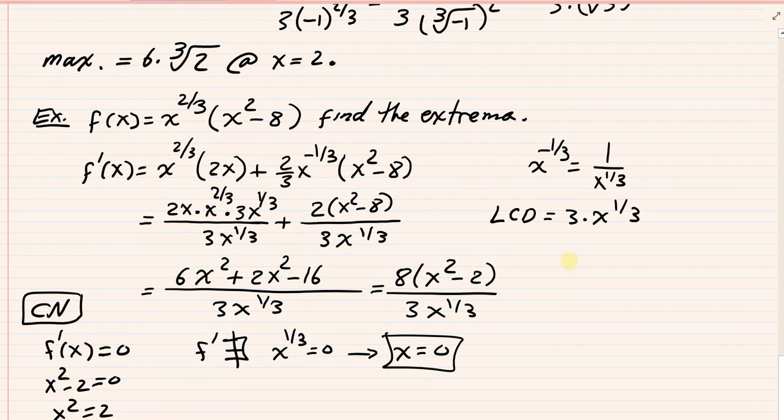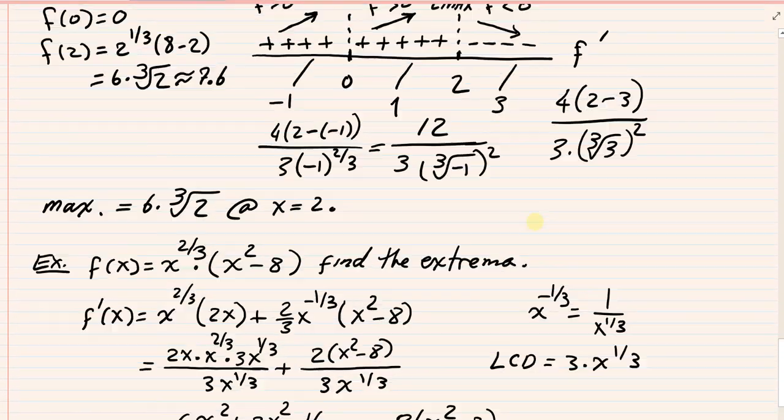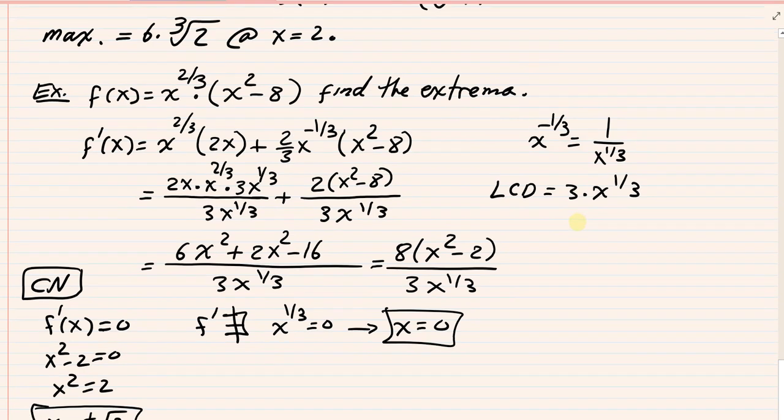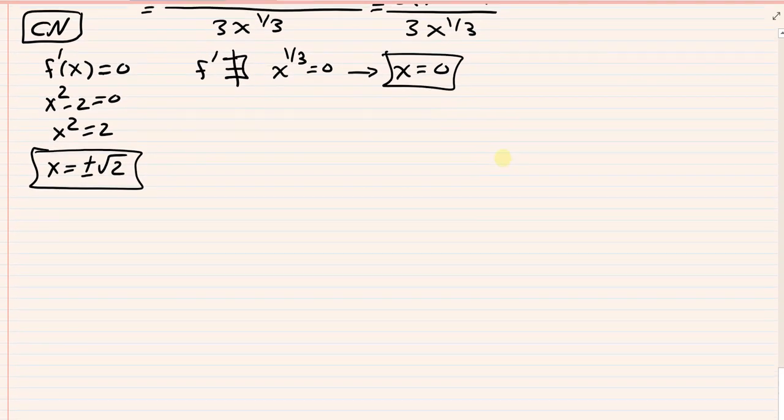And again, the domain of this function, the original function, is going to be all real numbers, because you have a cube root, that's a polynomial. No problem. Domain is all real numbers. Domain of f, let me just put that on the side. Domain of the function is negative infinity to infinity, because sometimes we get critical numbers that are not in the domain of the function. We simply discard or toss those out.